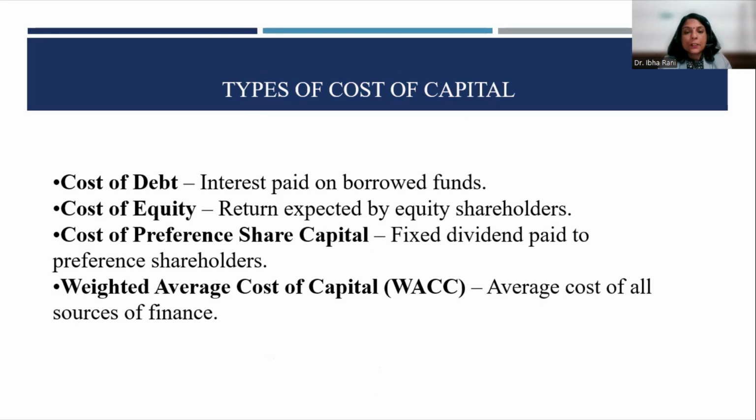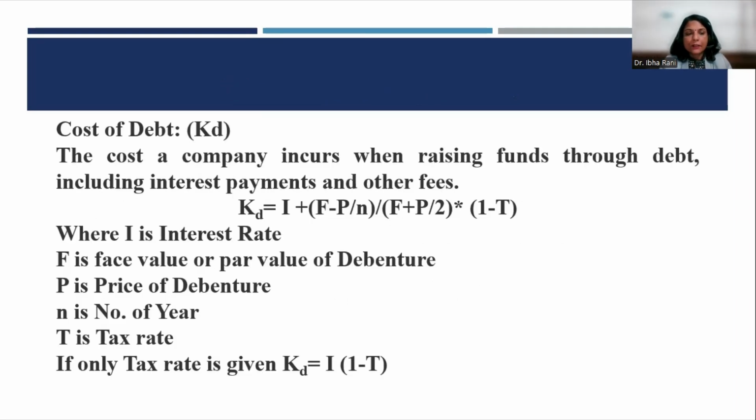Now, the different components of cost of capital, also known as types of cost of capital: cost of debt funds, cost of equity, and cost of preference share capital. So now we will understand one by one what these components are and how to calculate them. The first one is the cost of debt funds. It is the cost a company incurs when it raises funds through debt funds, debentures or bonds, which includes the interest payment and other fees.